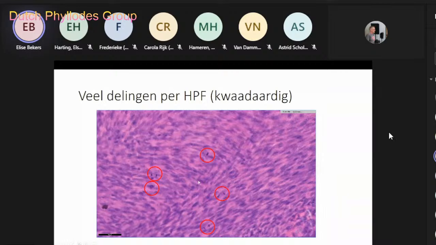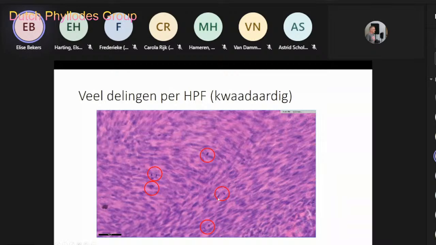Also, when you see a lot of mitosis, it gets malignant. So these are all the mitosis only in this frame. This is a lot. So in a normal Phyllodes tumor that is benign, you would never see this. These are already 5 mitosis in one high power field, as we say in pathologist terms. So that's already a lot.